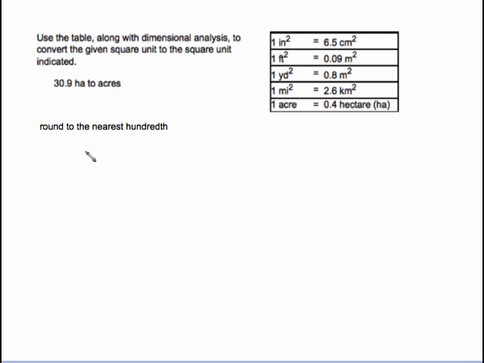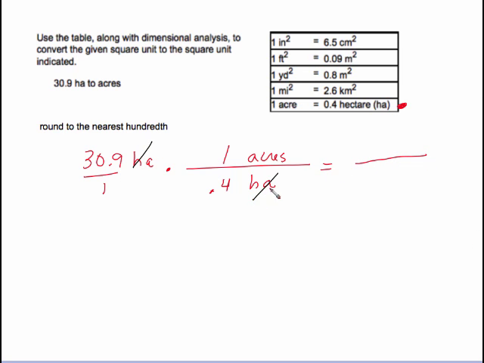Same set of directions. We want to change 30.9 hectares to acres. We multiply that out. We want hectares to disappear. We want to introduce acres. And here is our relationship there. 1 acre is equal to 0.4 hectares. So when we multiply, hectares disappears. We're going to end up with acres. And we just have to do this arithmetic on the calculator. 30.9 divided by 0.4 is 77.25 acres.